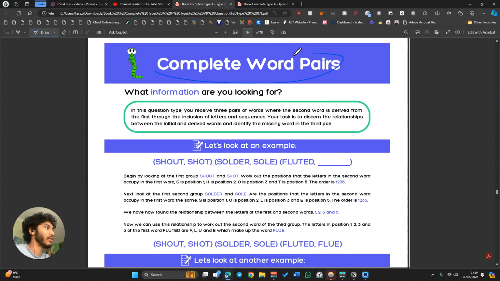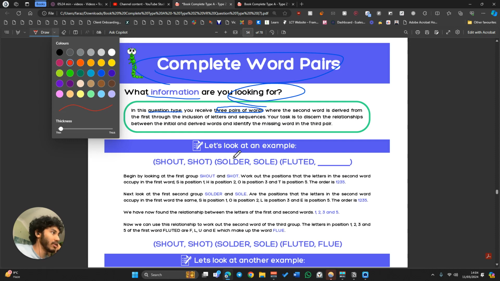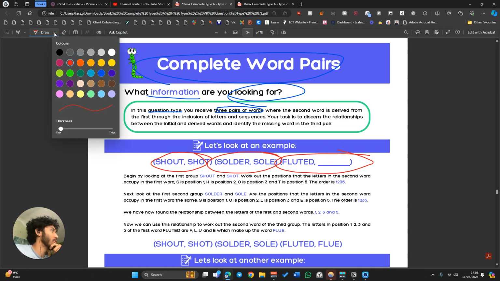Complete word pairs. So what information are we looking for here? It says in the question type you will receive 3 pairs of words. So we have to look down at the example and see what they're talking about. So I see pair 1, pair 2 and pair 3. So these are the 3 word pairs that they're talking about, where the second word is derived from the first.